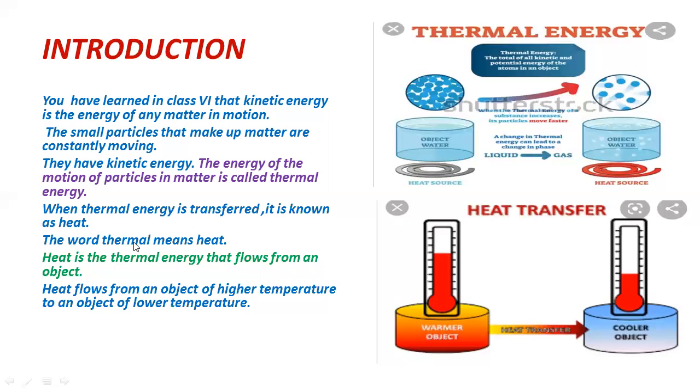The word thermal means heat. Heat is the thermal energy that flows from an object, which object? From the object which has higher temperature to an object of lower temperature. Now in this case you can see that when the burner is off, or when the heater is off, you can see the liquid molecules are closer to each other.